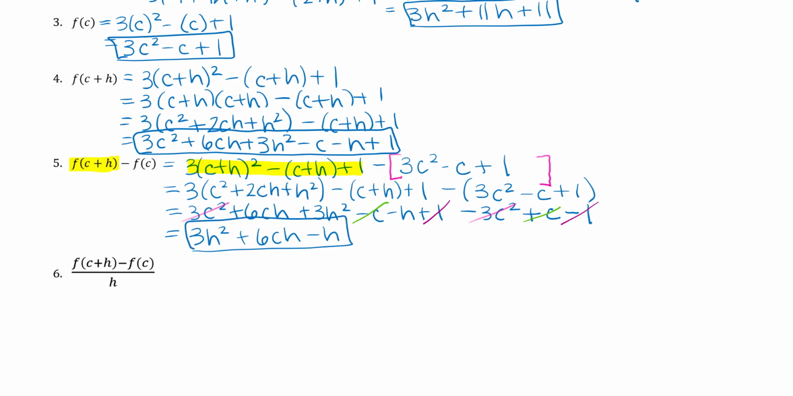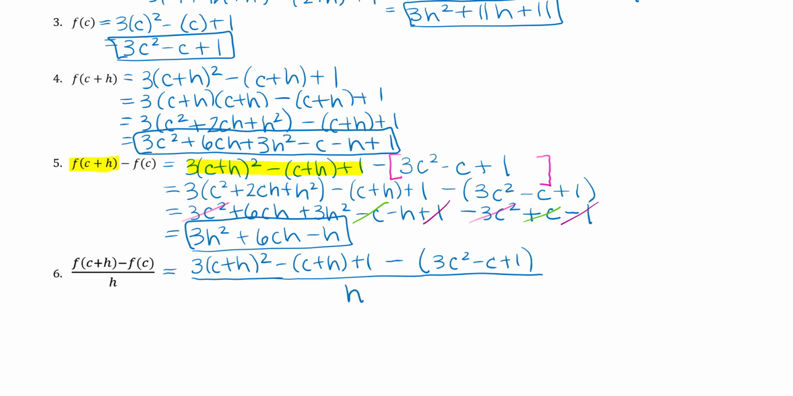Okay, so one more here, just a slightly more complicated version of what we did before. So we're going to start the same way. I'm going to put c plus h into the original function in place of x. And then minus the original function with c put in place of x. And then I have the whole thing over h.